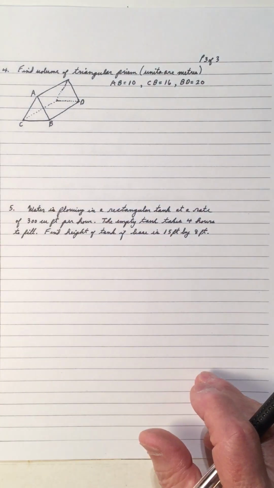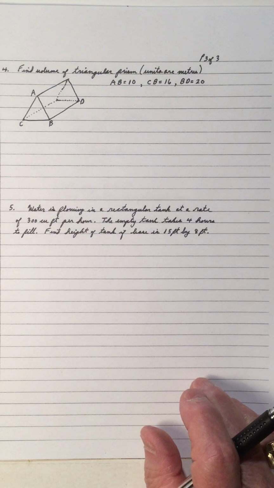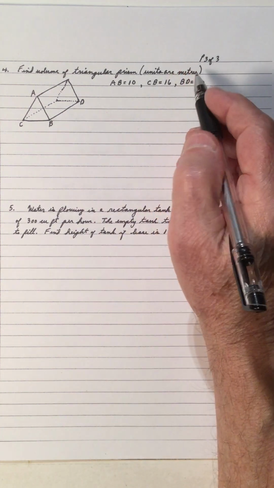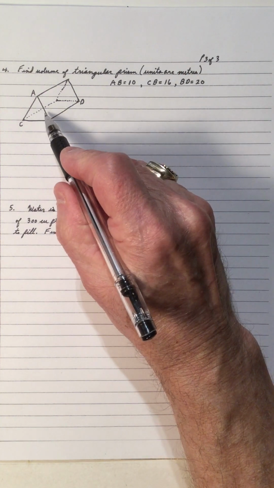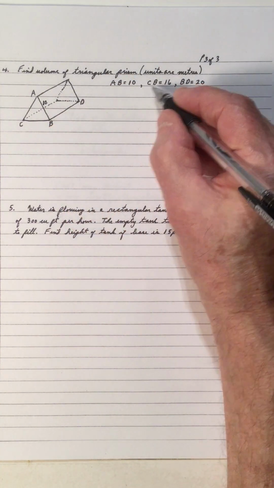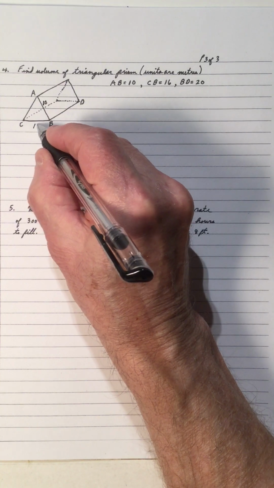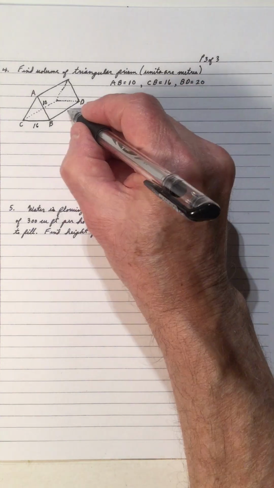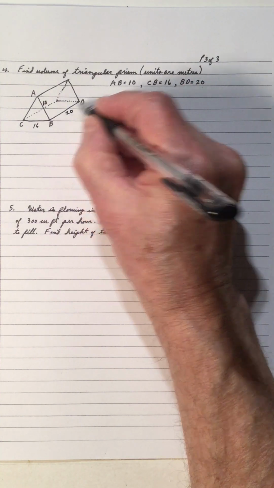Okay, let's do some more. Number 4, find the volume of a triangular prism. Units are meters. It says that AB is 10, so this is 10. BC is 16. And BD or DB is 20. So I fill that in.